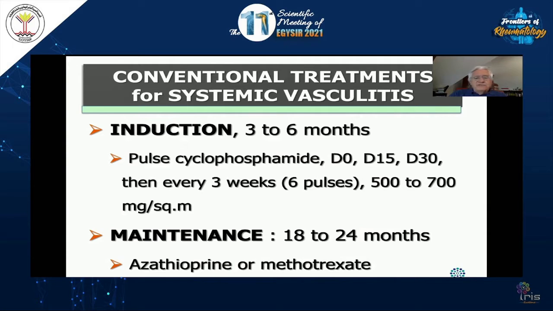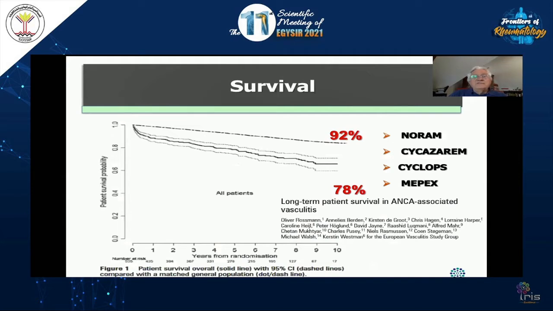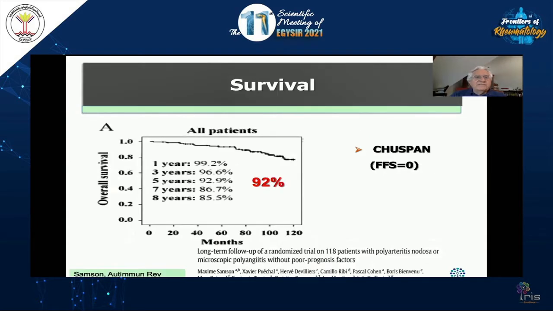Usually we give azathioprine or methotrexate. The results of this conventional treatment are excellent. When you look at these slides coming from the UVAS group, the survival ranges from 78% to 92%, 78% for very, very severe patients and 92% for the others. In the French Vasculitis Study Group, when the group is FFS 0, which means no symptoms of severity, the survival is also very good, 92%.